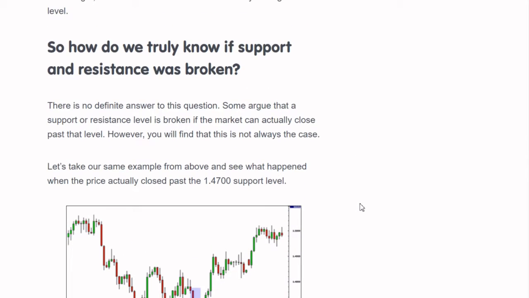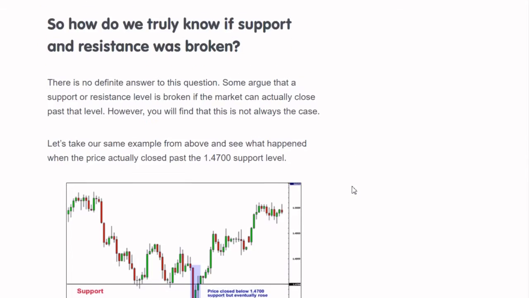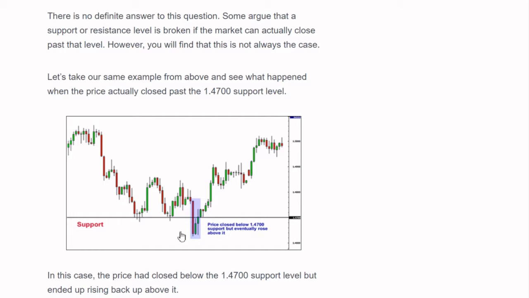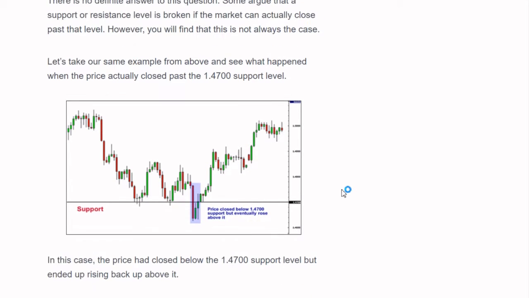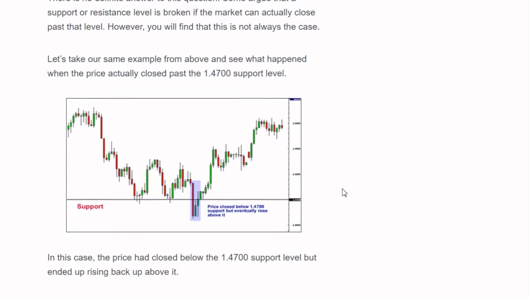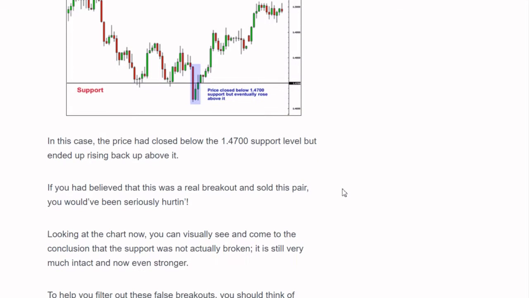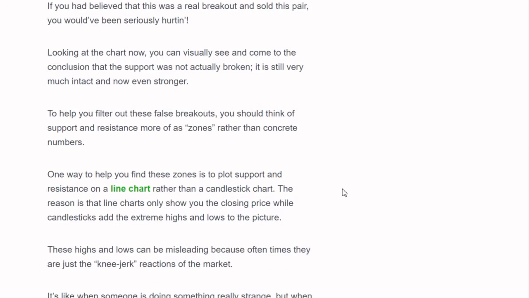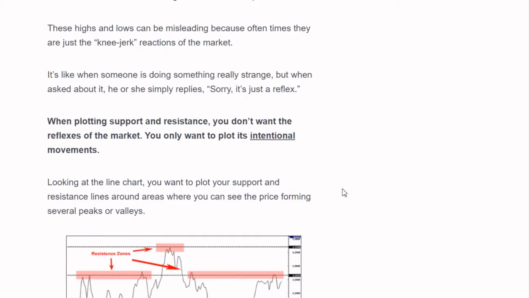Now, how do we truly know if support or resistance is broken? So we never really know. So you can see here's the support level, it goes down through it, and then bounces back up. So there's little breakouts, what they call. It can actually break out. Obviously, you can read all this in your own time if you're wanting to. As I said, babypips.com, then go up to the top and then learn.